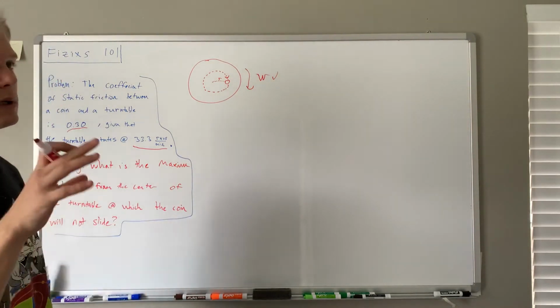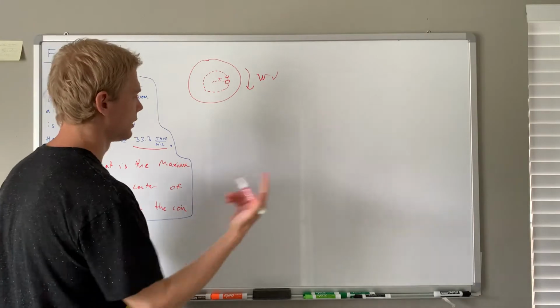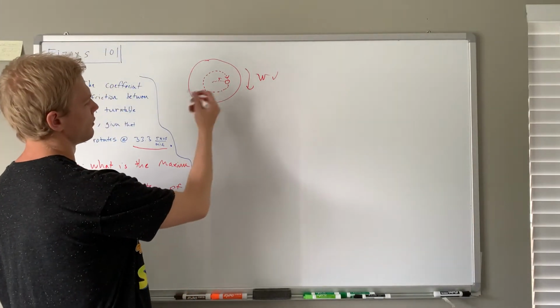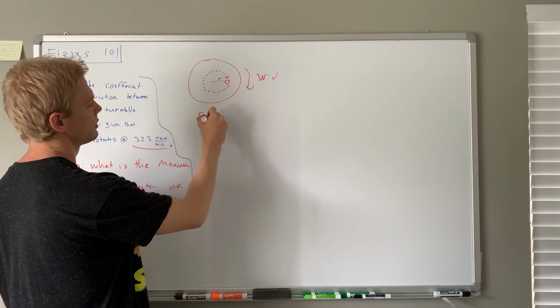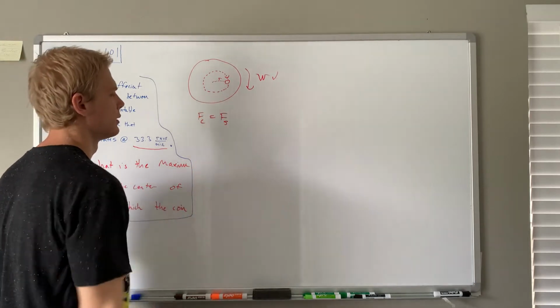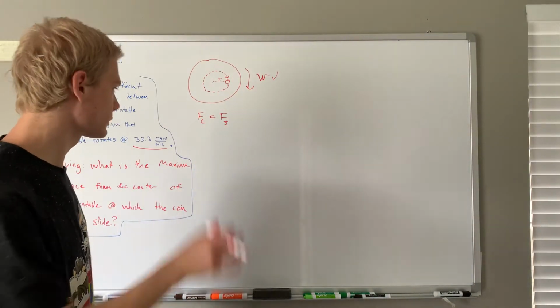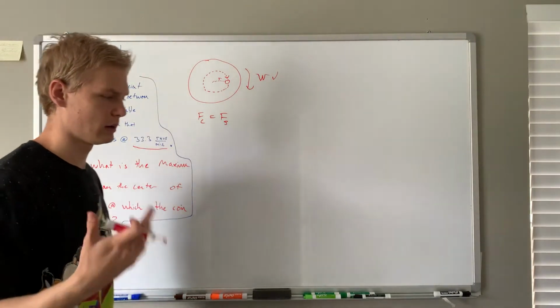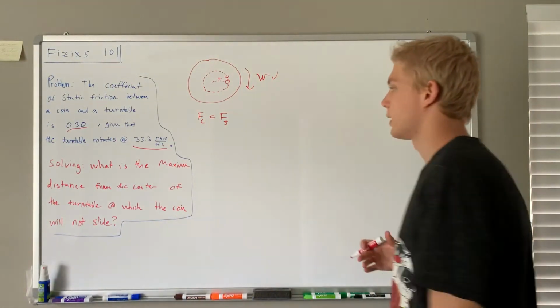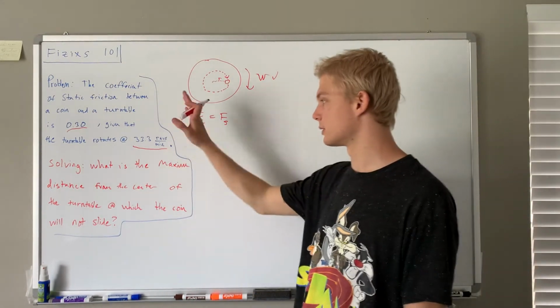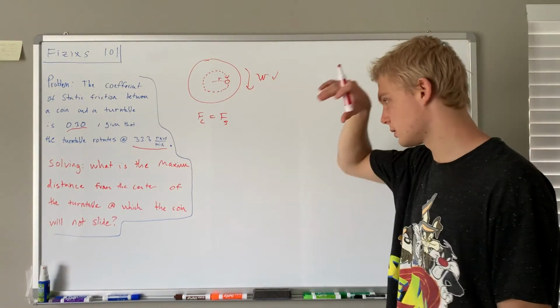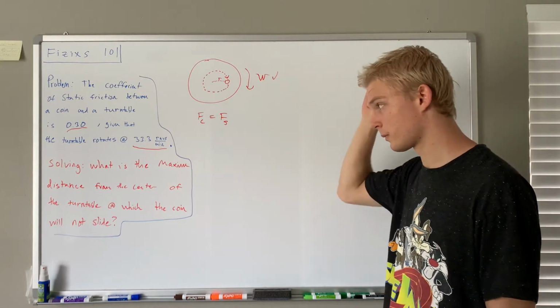So that force is going to be equal to the centripetal force. What does that mean? The centripetal force is equal to the static friction force, and you want to find the R. When you're doing these, you're not going to know what R is, and you're not going to know what the mass is because they don't give it to you. And it turns out you don't even need it. So how do you go about that?